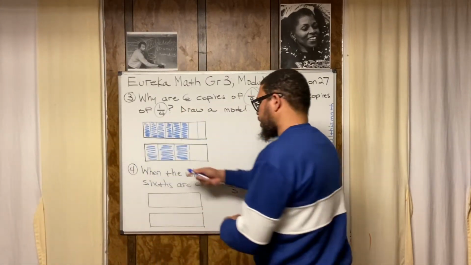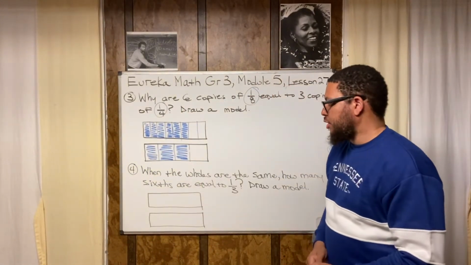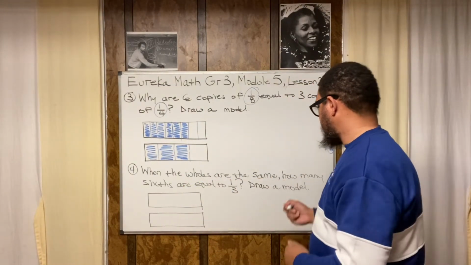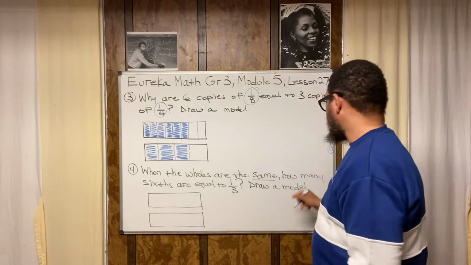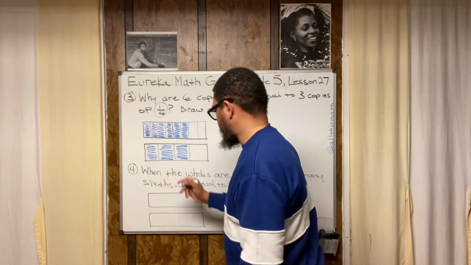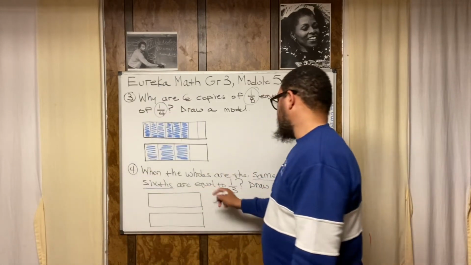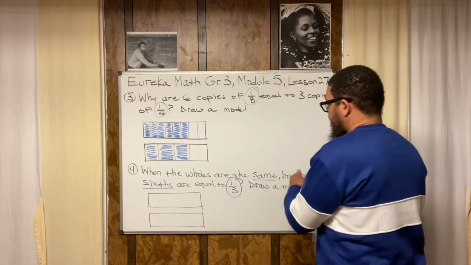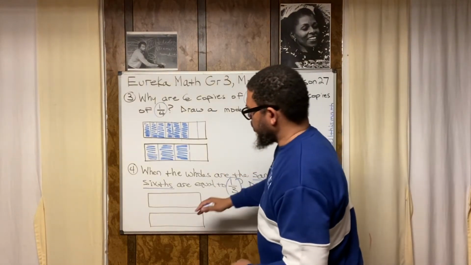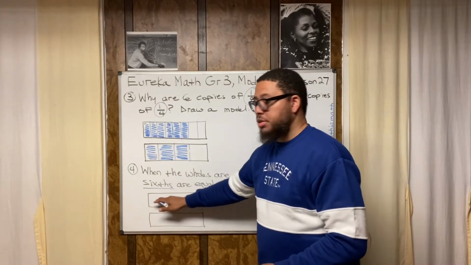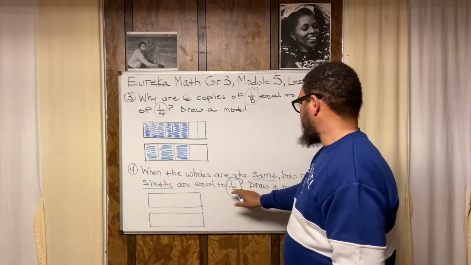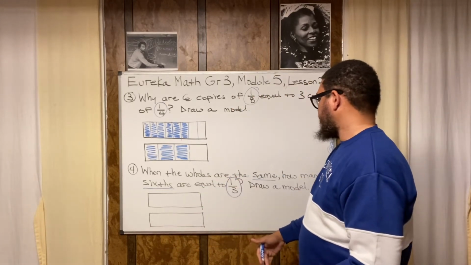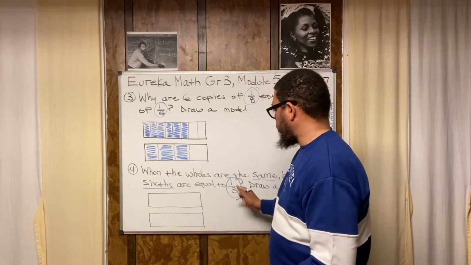All right? Now, let's look at number 4. Number 4 is very similar to number 3. It says, when the wholes are the same, let me underline that, that's important, the same, how many sixths, let's underline that, that's important, are equal to 1/3? How many sixths are equal to 1/3? So because we're dealing with 6, we're going to put 6 in this fraction bar. And then we're going to put thirds in this fraction bar. And we're going to see how many sixths are equivalent to 1/3.